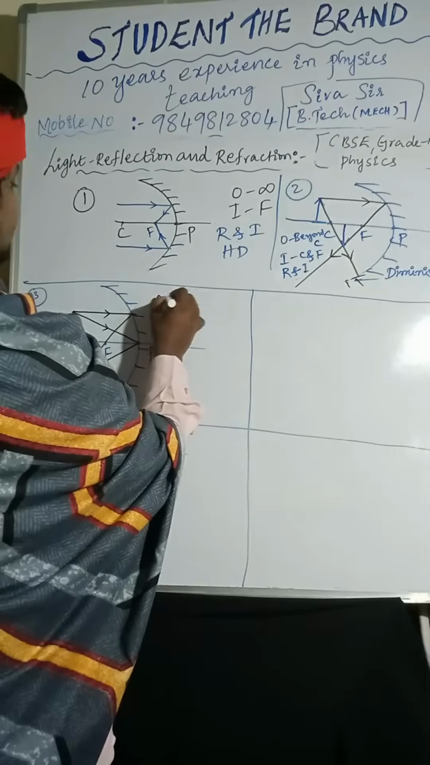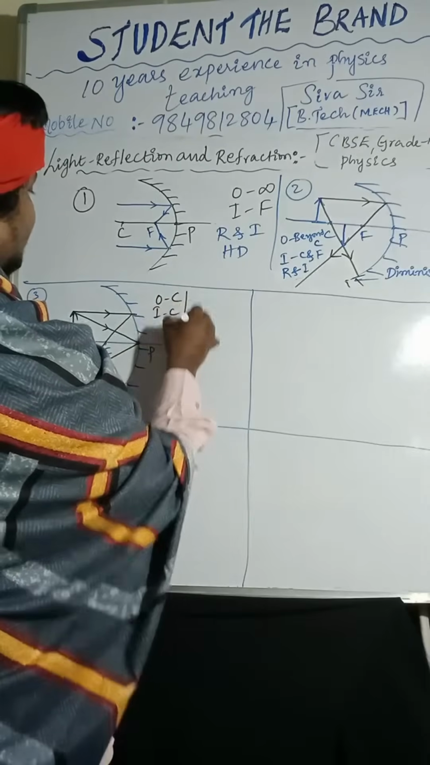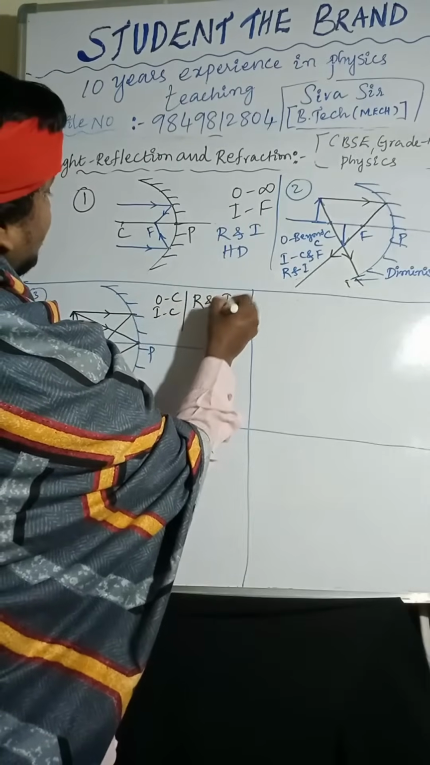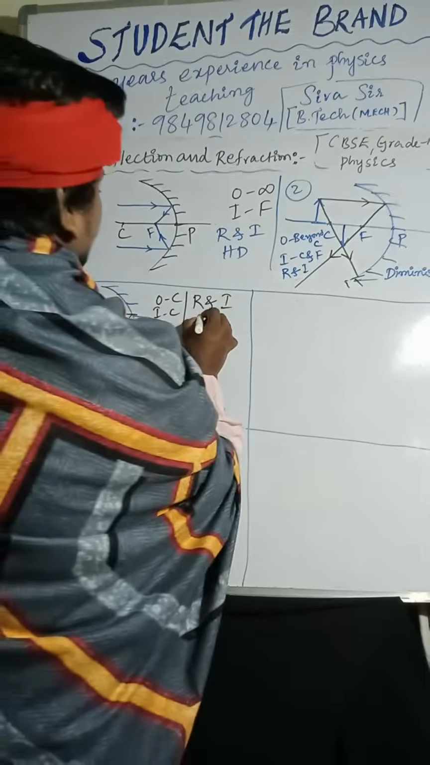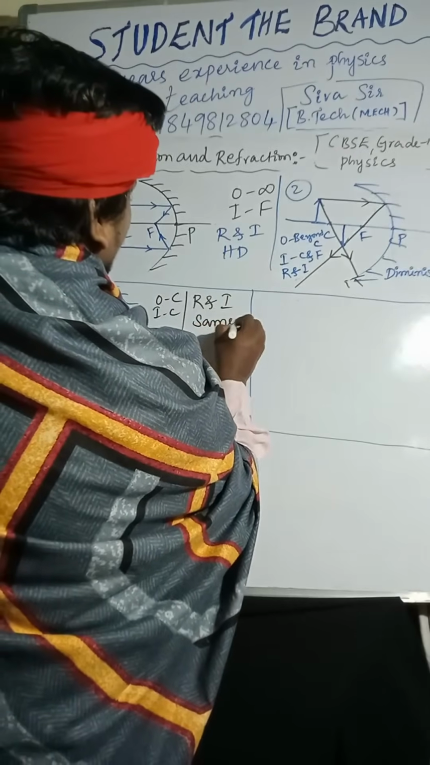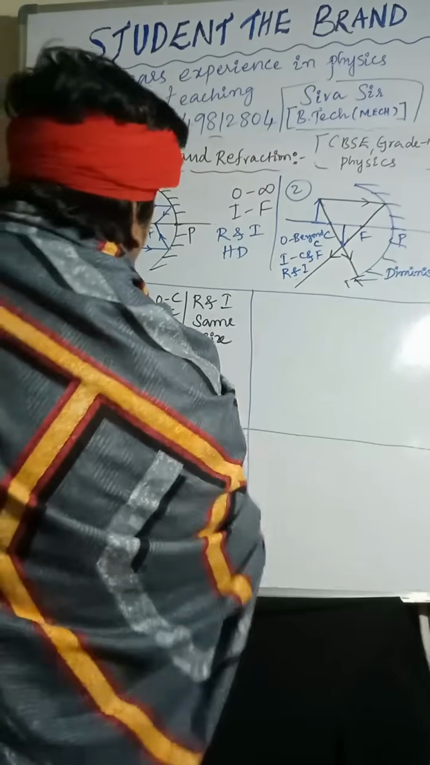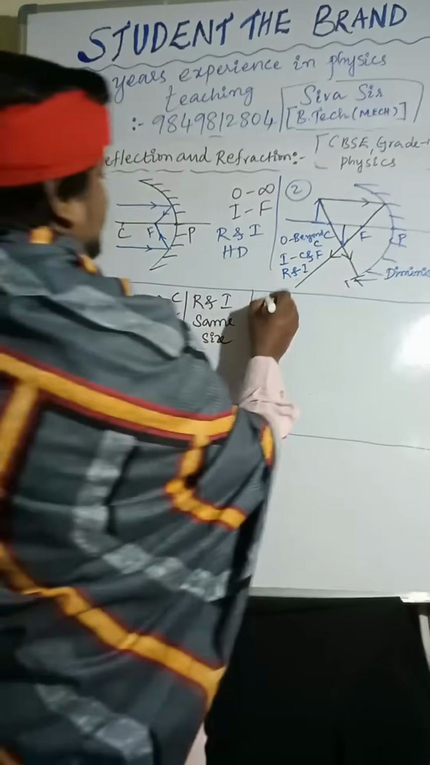Okay, object is at C, image also will form at C. Nature of the image is real and inverted. Size of the image is same size. Coming to the fourth one.